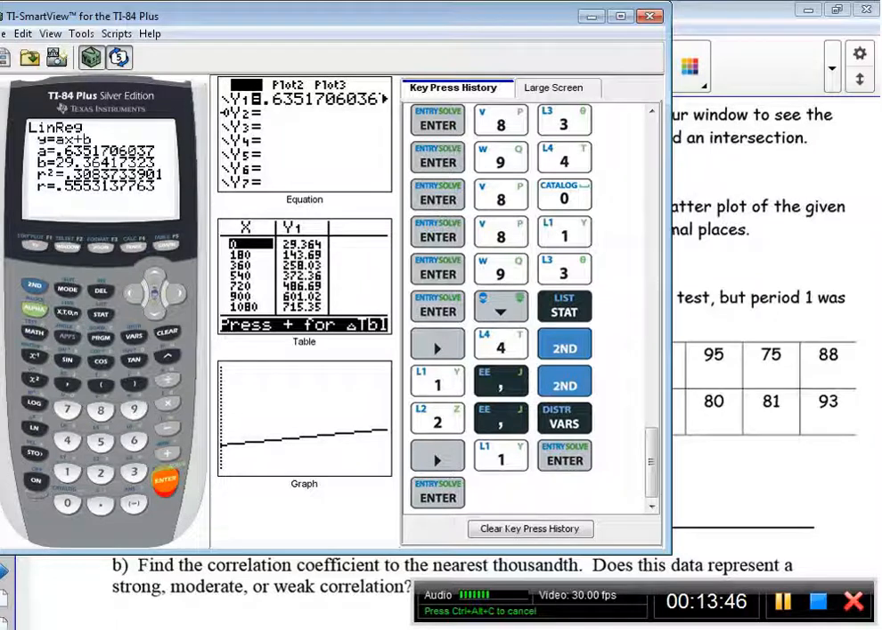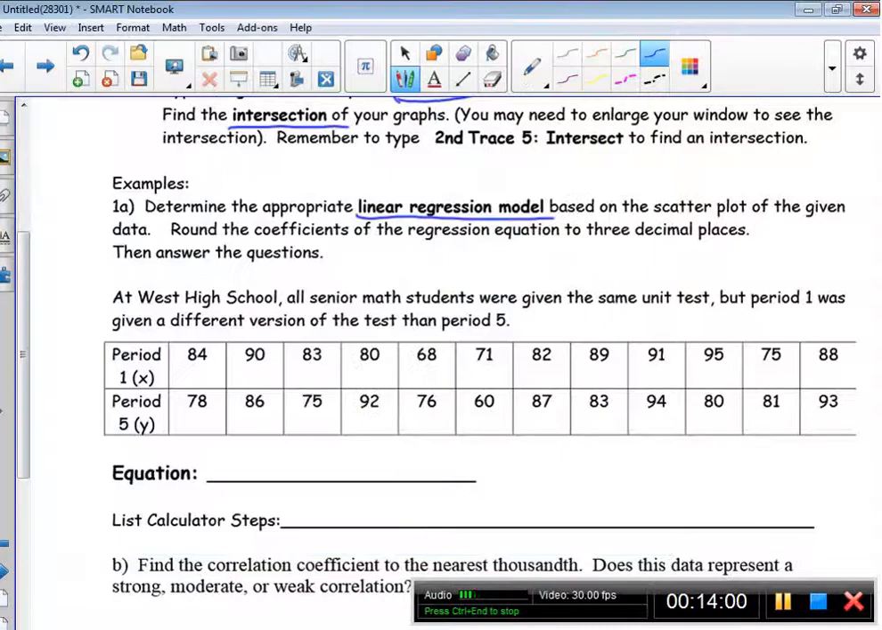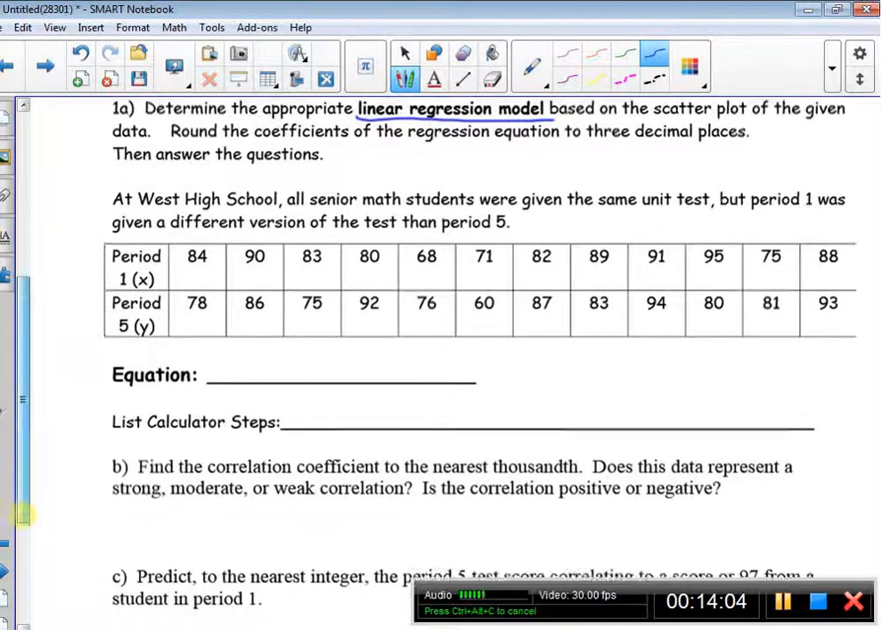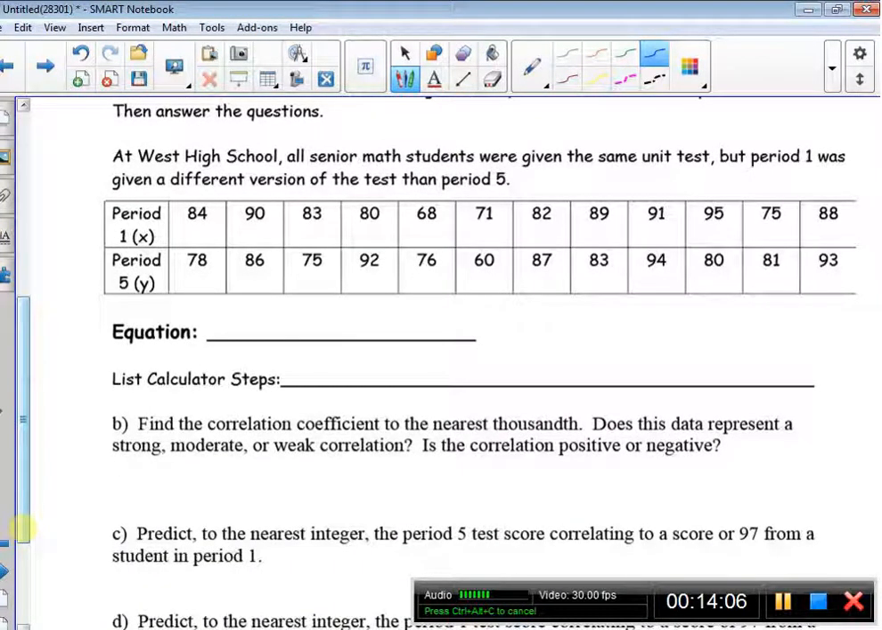So the correlation coefficient is 0.555. Don't look at the r squared. And the equation is right there. So I'm going to write this down. So the correlation coefficient r is equal to 0.555.